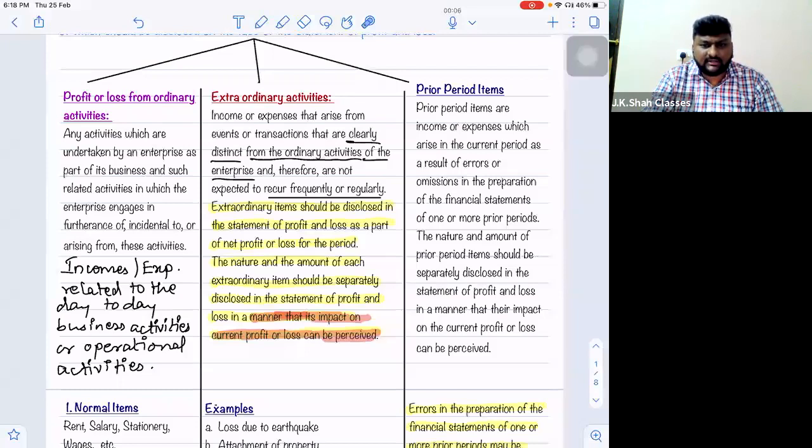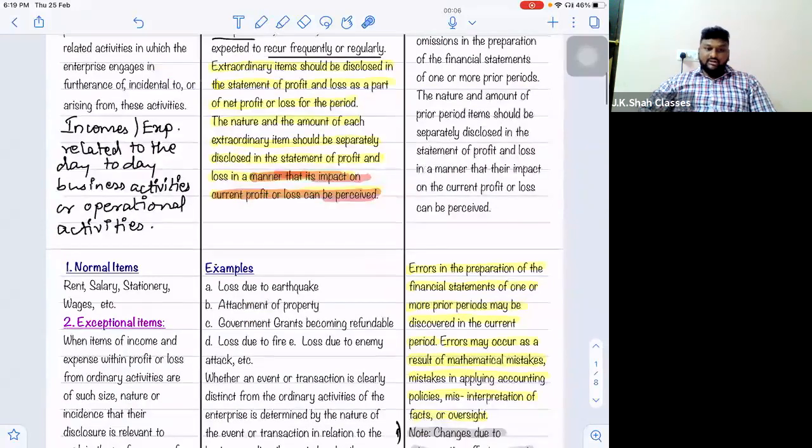Sir, what about annual general meeting expenses and expenses made to arrange for business locations? Sir, these are all operative. AGM is part and parcel of your business activity only. So these are all your normal items only. Certain examples of your extraordinary items I've put over here. Loss due to earthquake, or you can take loss by fire or loss by theft, extraordinary items.